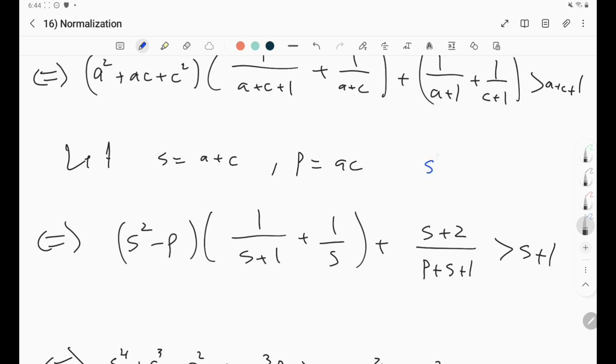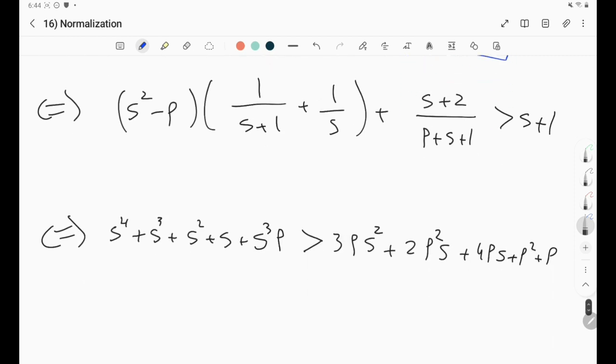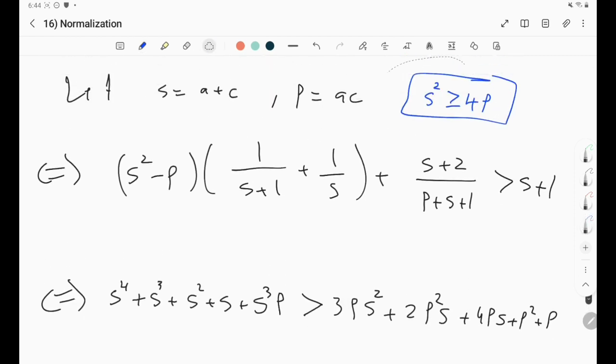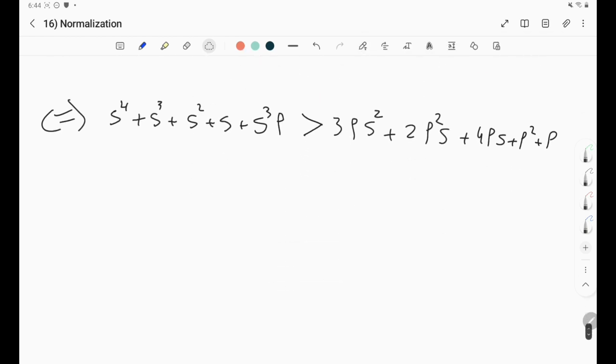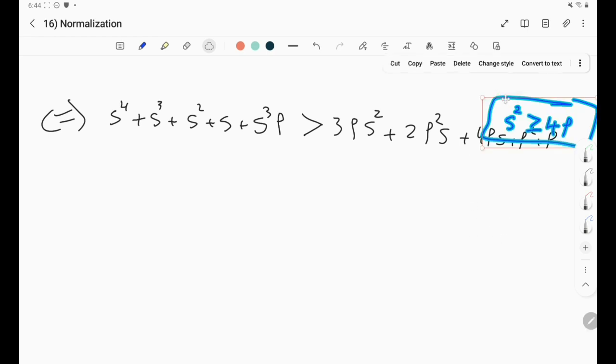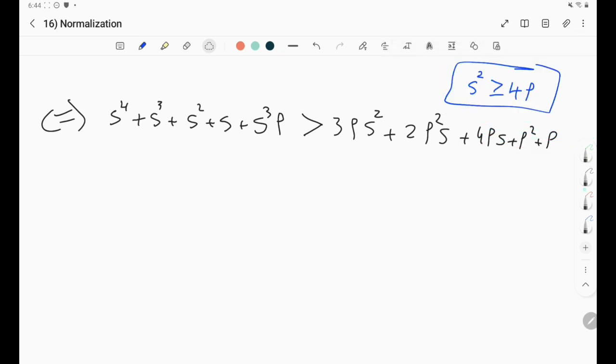So we know, for example, that S squared, which is A plus C all squared, is greater than or equal to 4AC, so it's greater than or equal to 4P. You should keep that inequality in mind. In fact, we'll be taking this and using it to guide us on what exactly we should try to apply. Let's keep that one here and see how we can manage this one.